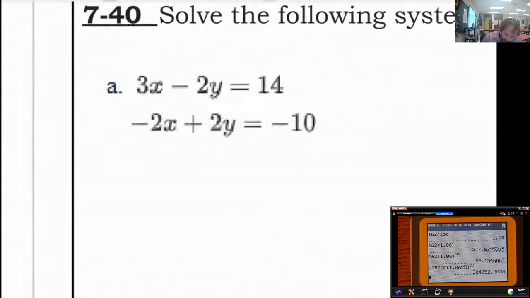I noticed right away in this problem that you've got negative 2y and positive 2y, which is a good thing for us because we're just going to use elimination to solve this problem. We're going to add both equations to each other.